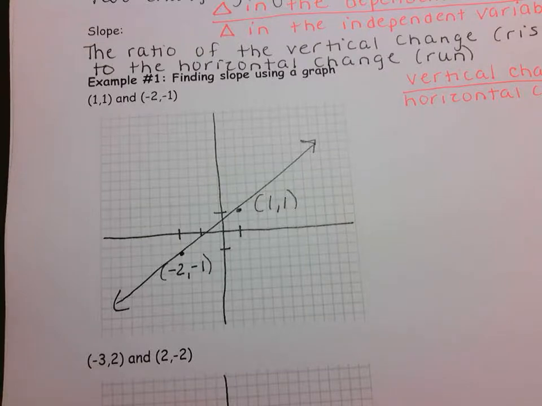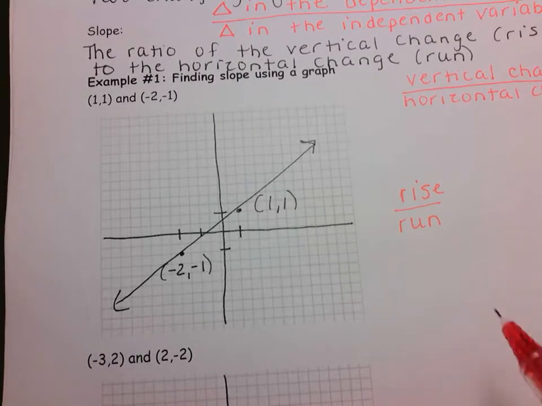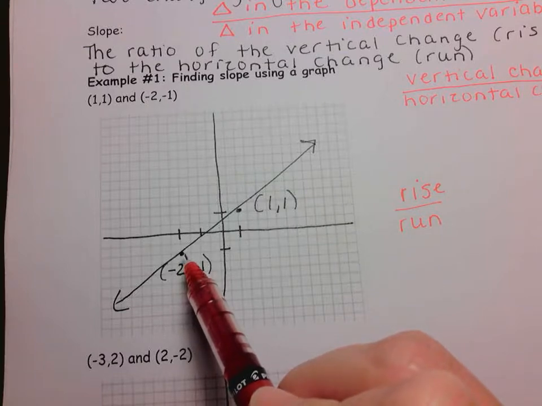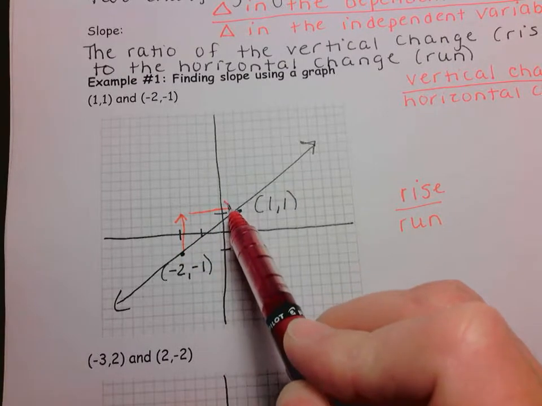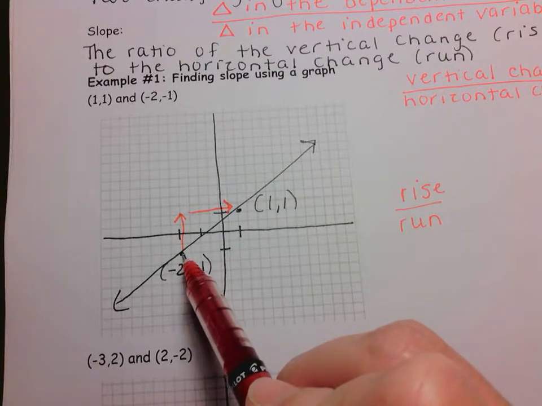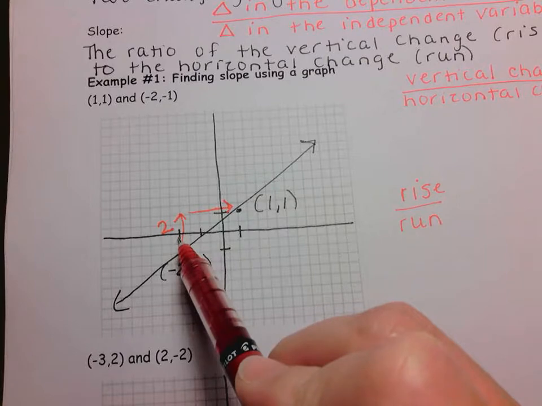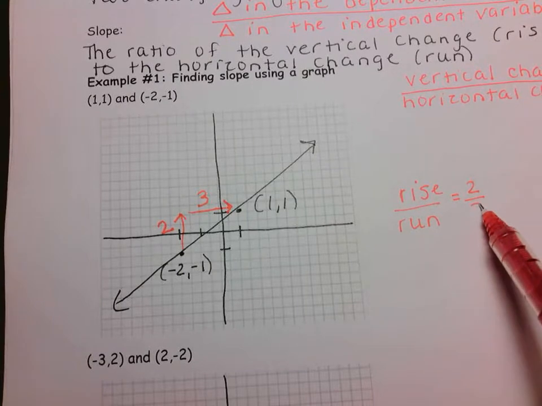So now we want to find the slope. Remember what I said, your slope is your rise over your run. So I have to figure out how many units I rose and how many units I ran. I want to go from my left point to my right point, and I want to rise and run. How many units did I rise? 1, 2. And how many units did I run? 1, 2, 3. And so my slope is 2 over 3.